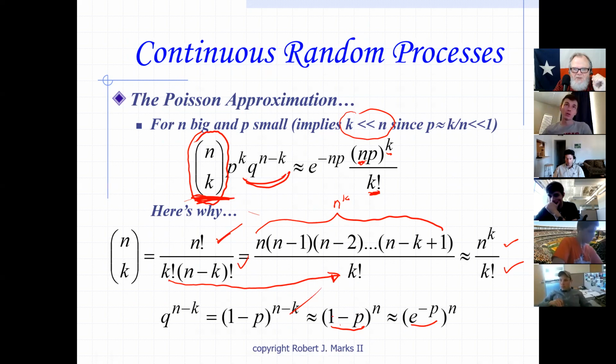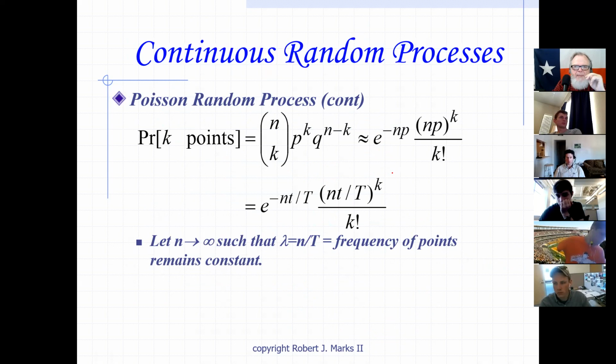So this (1 - p)^n is about the same as e^(-p) raised to the n. This is under the assumption that p is a very, very small number. And so we have e^(-pn), and that takes care of e^(-np), and we have this result taken over. So therefore, we have kind of, if you will, proven the Poisson approximation.